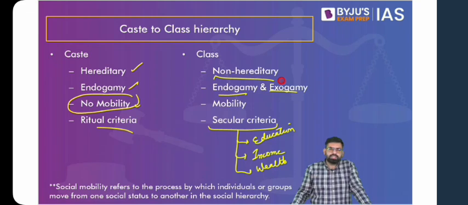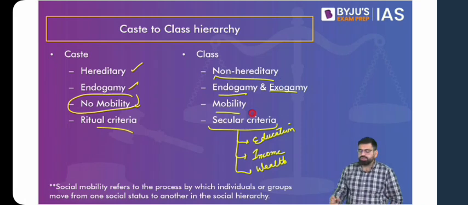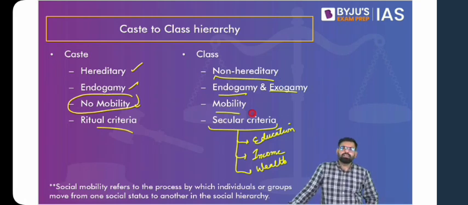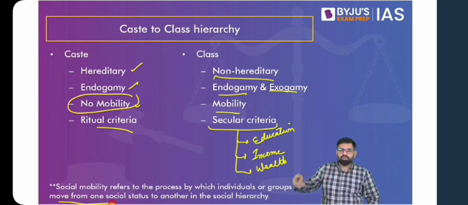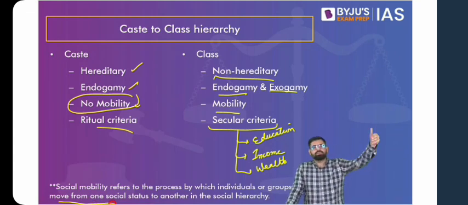Also, there is social mobility because you can move from one class to another on the basis of your education, on the level of your expertise. You can move from one class to another. But here you have to remember one thing. Before we come to mobility, you have to remember that this social mobility basically refers to the process by which individuals or groups move from one social status to another. So, born in a poor family, getting rich later in life.